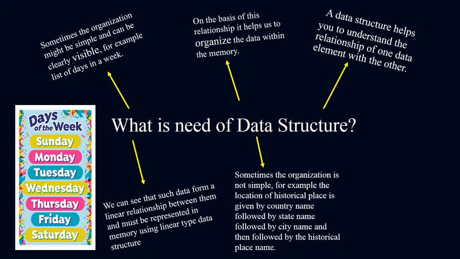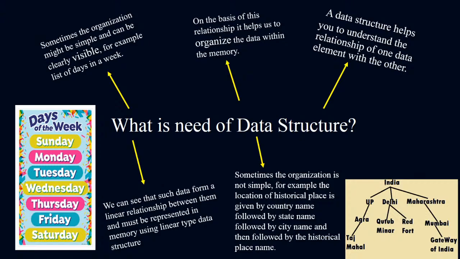But sometimes the organization is not simple, like days of a week. For example, the location of historical places. The location of historical places is given by country name, which is followed by state name, which is followed by city name and followed by historical place name. For the purpose of understanding, please see the diagram. In this diagram, India is a country which has different historical places like Gateway of India, Red Fort, Qutub Minar and Taj Mahal.